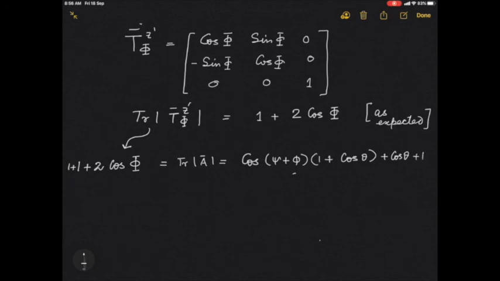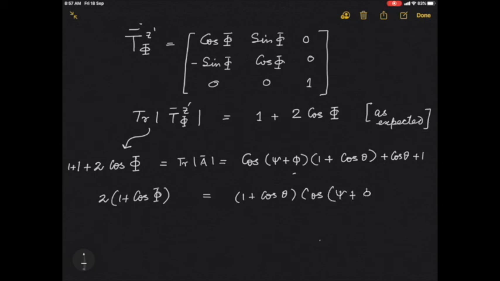Right? Now if I add 1 to both the sides, this can be written more compactly. The left hand side becomes 2 into 1 plus cos phi. And the right hand side becomes 1 plus cos theta times cos of psi plus phi. And you can check, this will boil down to cos phi by 2 equals cos of phi plus psi by 2, just using the formula cos square theta by 2 is 1 plus cos theta.